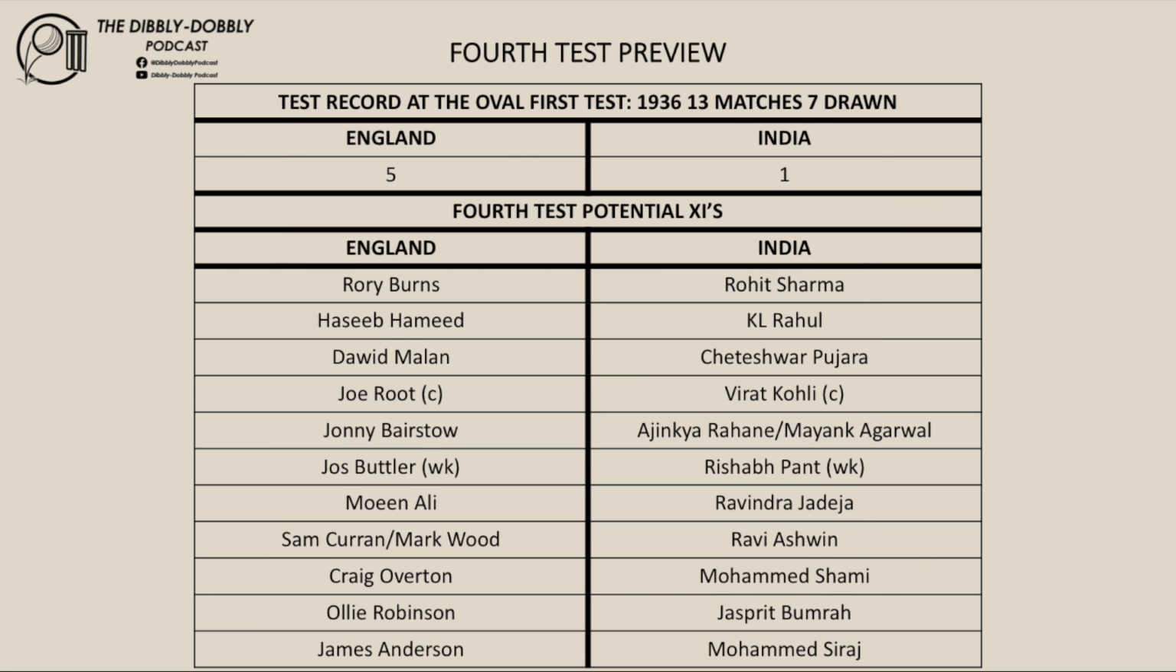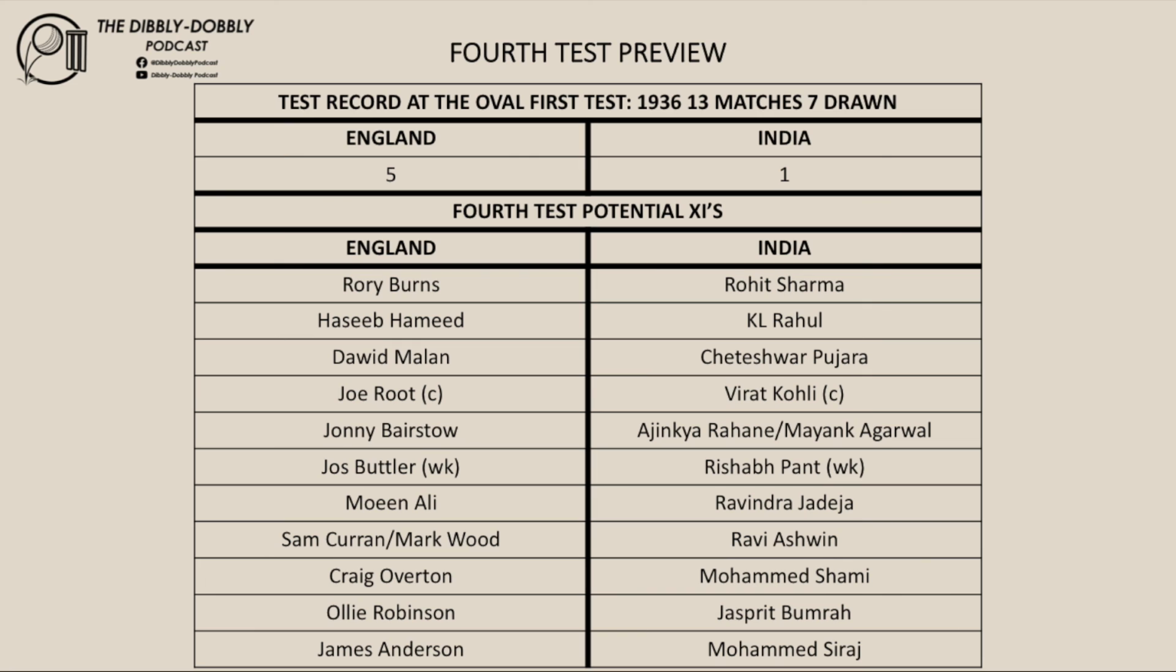Also with Ashwin in the side, it does strengthen the batting a bit, especially with the tail-enders, and also gives Virat Kohli another option with the ball. So I think Ashwin to come in for Ishant Sharma. That could be India's potential 11 for the fourth test.